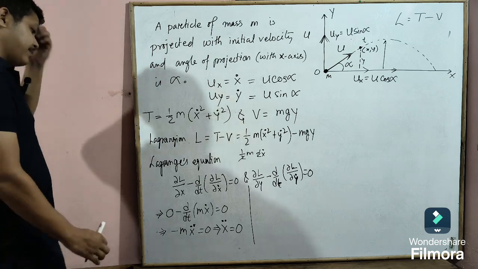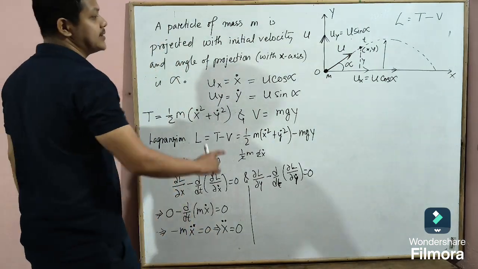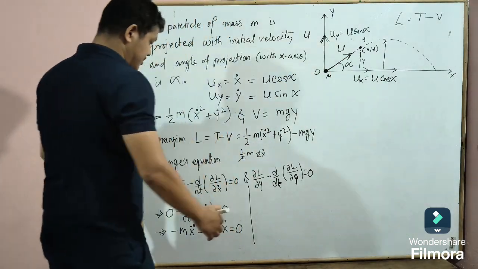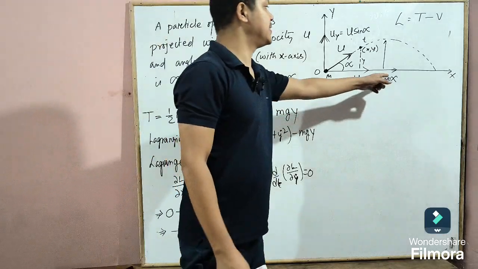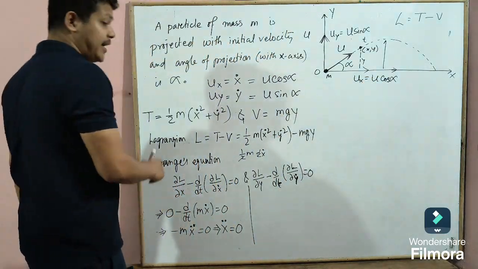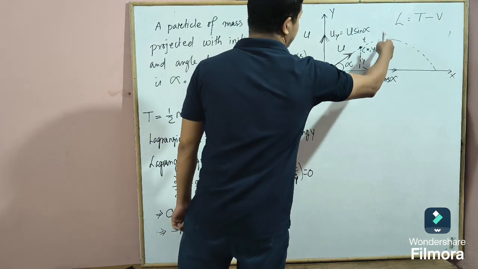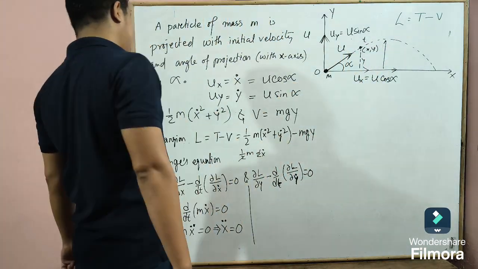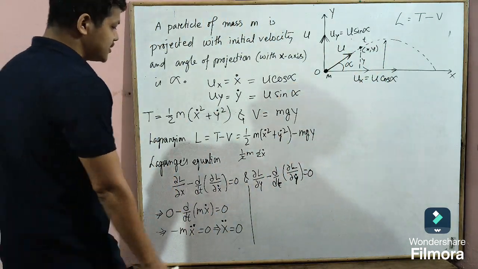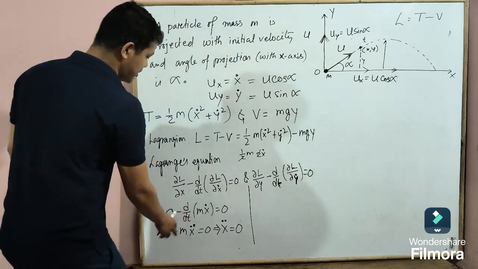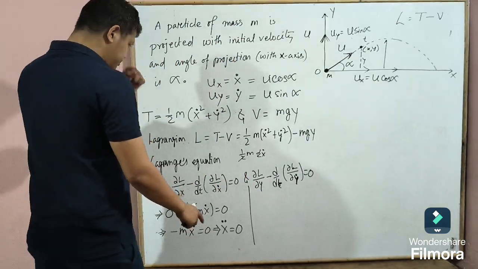ẍ is the acceleration along the y-axis, so that means there is no acceleration along the x-axis. That means a_x is equal to 0. Acceleration is taking place along the y-axis only, right? Now from this equation, we're going to apply the same method.